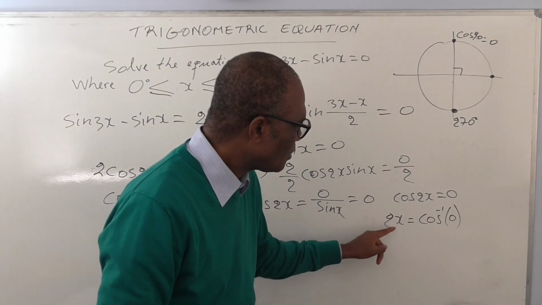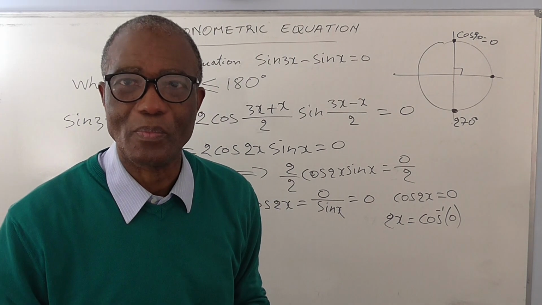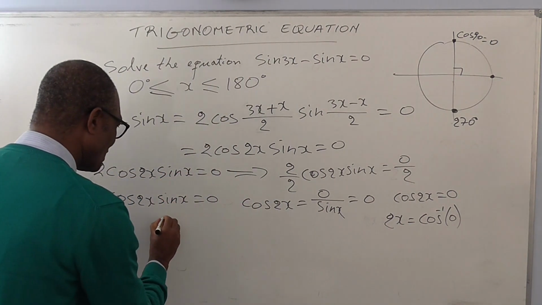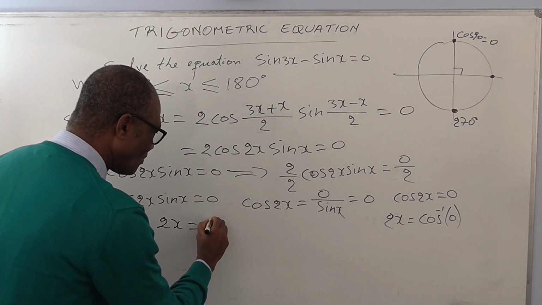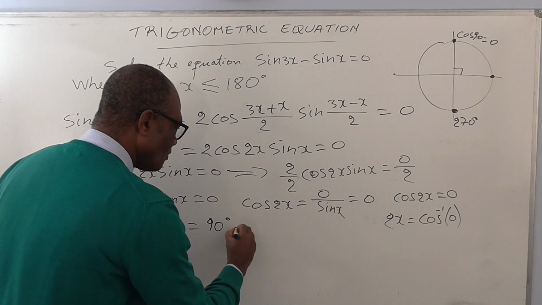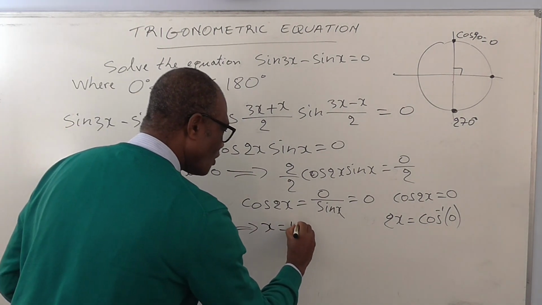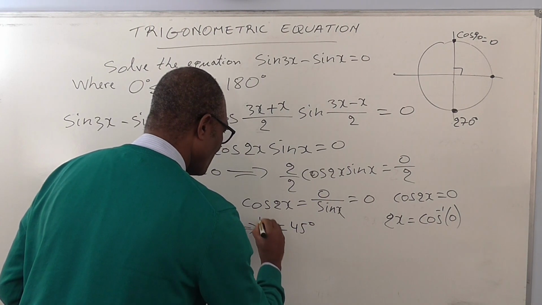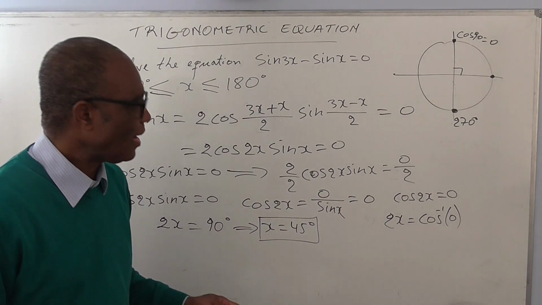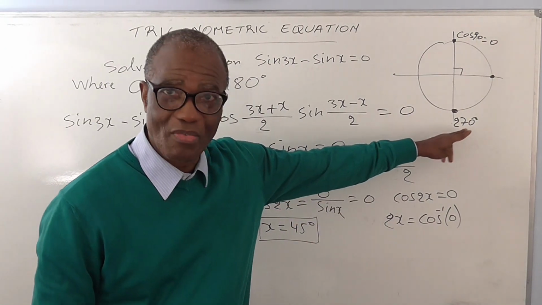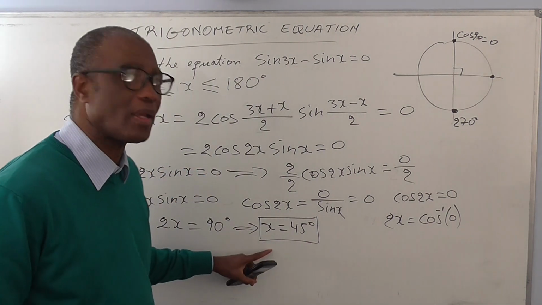Okay, so 2x will be equal to 90 degrees. So I'm going to write 2x is equal to 90 degrees. Therefore, x will be equal to 45 degrees. X is 45 degrees. And also, because we said 270, now we are going to write again, okay?